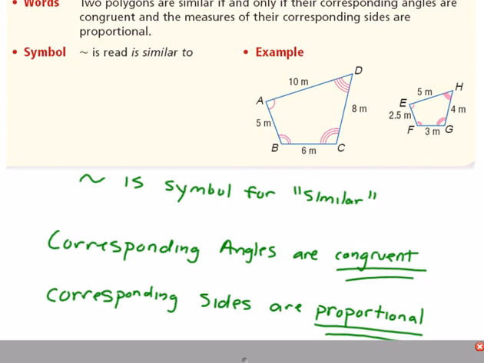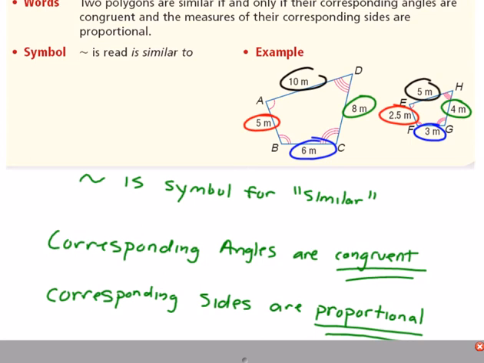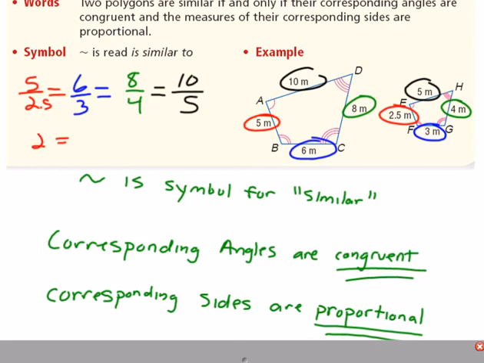if I were to get the corresponding sides, like 5 corresponds to 2.5, 6 corresponds to 3, 8 corresponds to 4, and 10 corresponds to 5, and I were to divide all of these, I would get the same ratio. 5 divided by 2.5 is the same as 6 divided by 3, and that's the same as 8 divided by 4, and that's the same as 10 divided by 5. And you might look at this and say, whoa, these don't look the same. But they are the same. If you divide each of these, you get 2. They are all equal to 2.